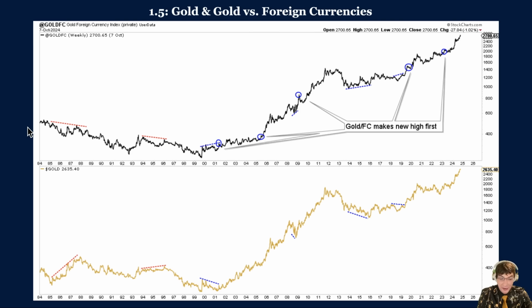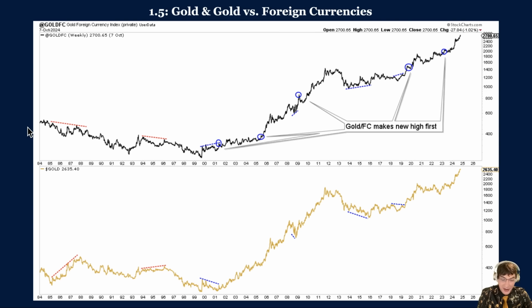Finally, gold against foreign currencies broke to a new all-time high in August of 2019, a year before gold, and the same occurred when gold against foreign currencies made a new all-time high in March of 2023, a year before gold did. There are also examples of gold against foreign currencies lagging the gold price and not confirming its strength.